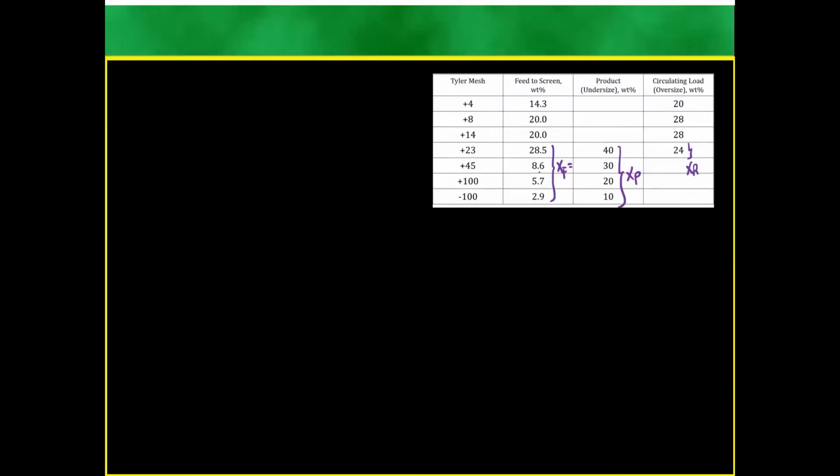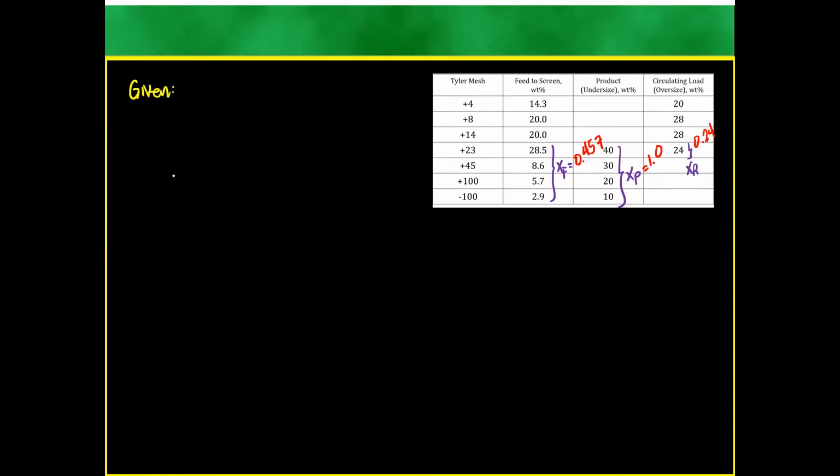28.5, 8.6, 5.7, and 2.9. What's this much? 45.7. So I can see that this is 0.457. This one, when you add this, is 100, so that's 1.0. This one, that's 0.24, because this one, the total is 100. Am I correct?